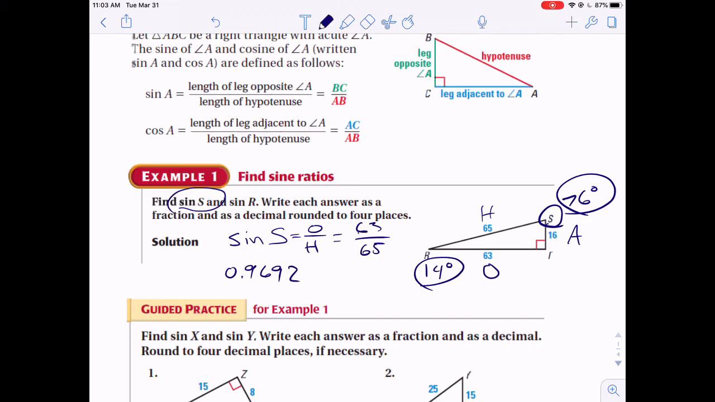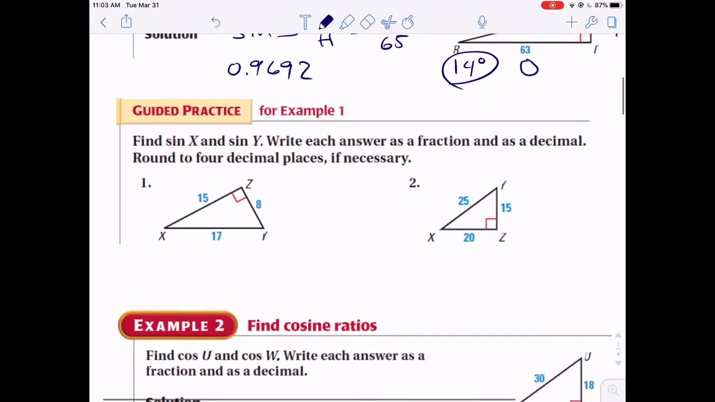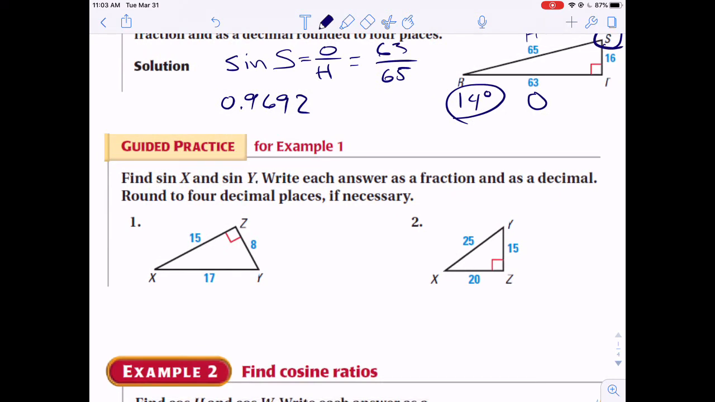So let's try some other examples down below here. We say find sine of x and y. We'll do one letter on one and the other letter on the other triangle. Again, they're both right triangles, so we can apply this. Remember, you can't apply these functions to the right angle. You can't do it there. Don't try it. It has to be present, but you can't apply it to those 2.